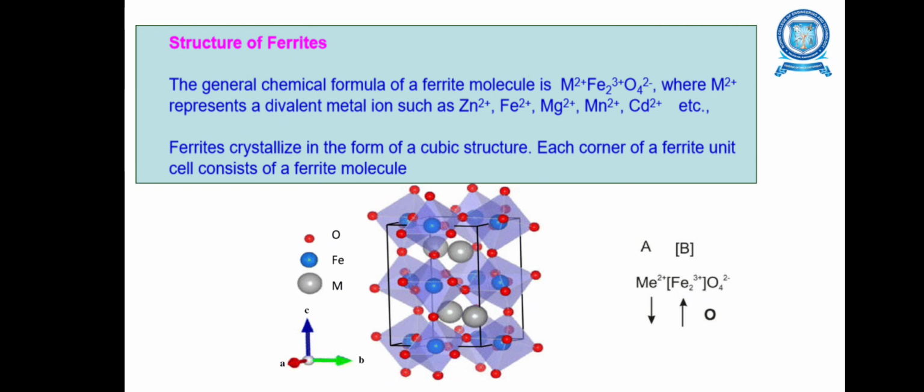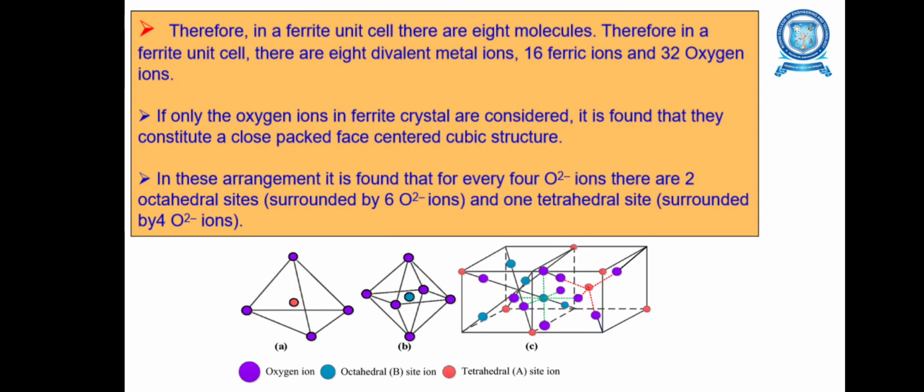Generally, ferrites crystallize to form a cubic structure. Each corner of a ferrite unit consists of a ferrite molecule. There are two sites called the A site and the B site. You can see the figure representing a ferrite. Therefore, in a ferrite unit cell there are 8 molecules, so there are 8 divalent metal ions, 16 ferric ions and 32 oxygen ions in a single unit cell of a ferrite.